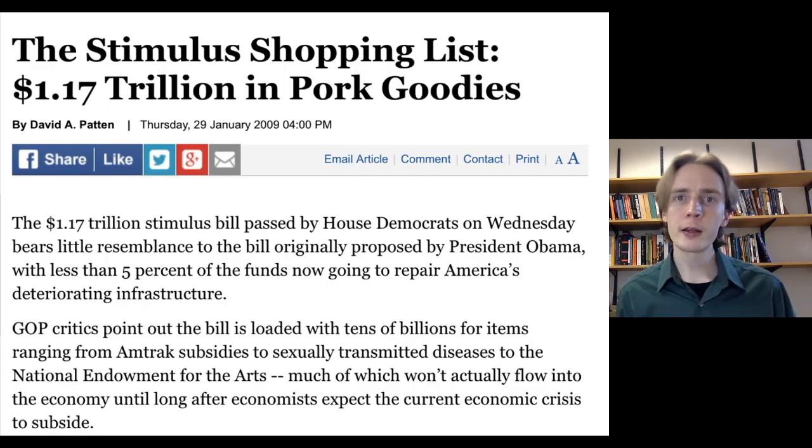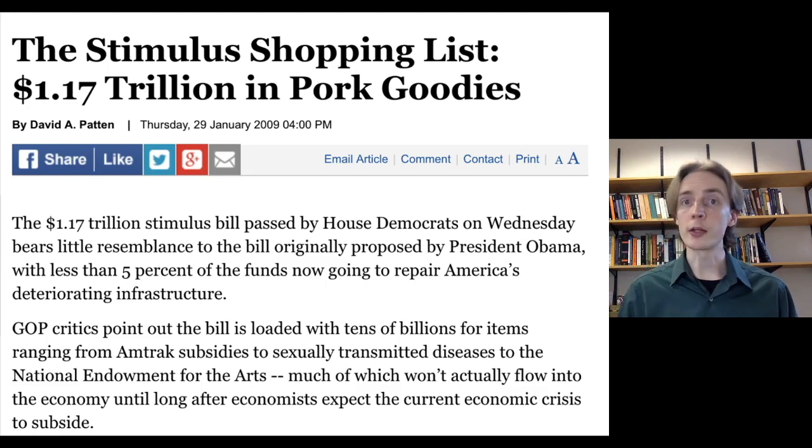So let's go back to the 2009 stimulus. $1.17 trillion gets spent on just stuff that is probably not that important in the grand scheme of things. And this is going to have an efficiency cost. Right? This money has an opportunity cost in a way that monetary policy really doesn't. Right? Because this is money that was appropriated from other purposes.